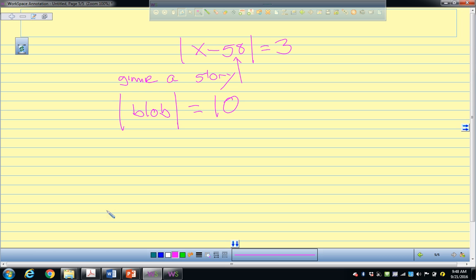Distance from 0, distance from a marker, distance from something. What if I had this? 2x plus 4 equals 10. What if I wrote 2x plus 4 equals 10? How could I solve this equation? Minus 4. X equals 3.